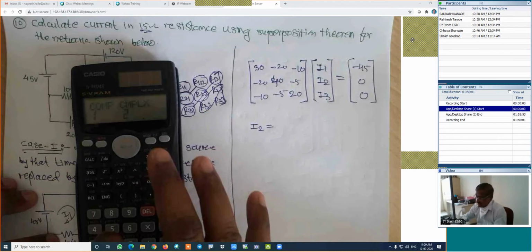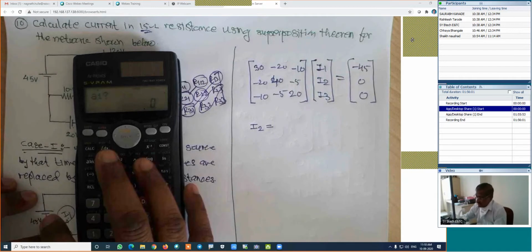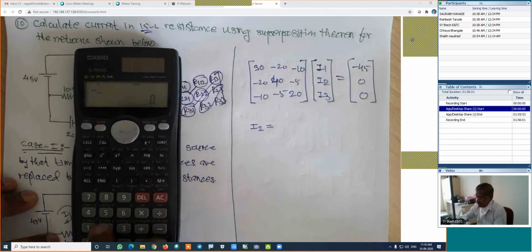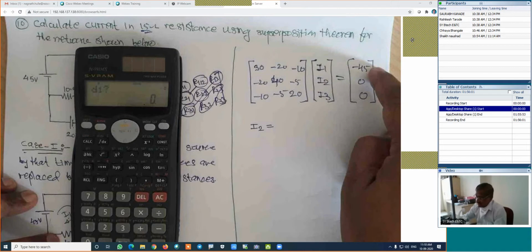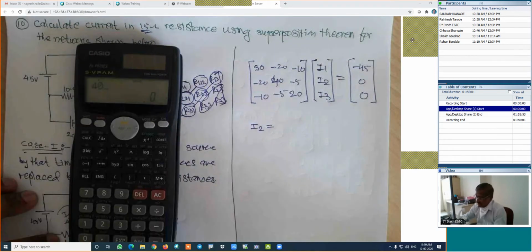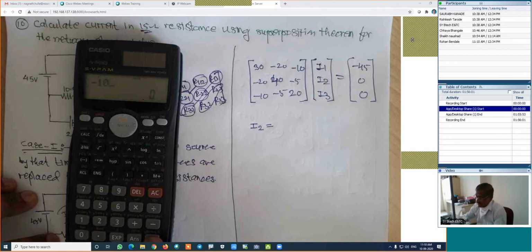Here in this case, if I am using the mode, then I will go to the equation. Unknowns are 3. How much is the first value? 30. Then second is minus 20. Then third is minus 10. Then this value constant minus 45. Then A2, it is minus 20. Then this value, it is 40. The next, it is minus 5. The next, this value is 0. The next A3 is minus 10. Then it is minus 5. The next value is 20. The next value is 0.